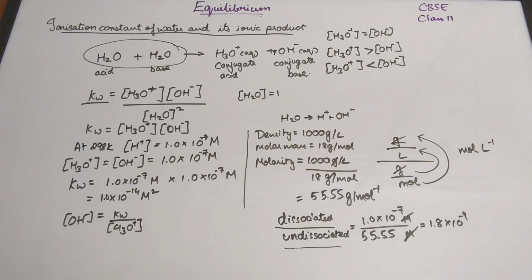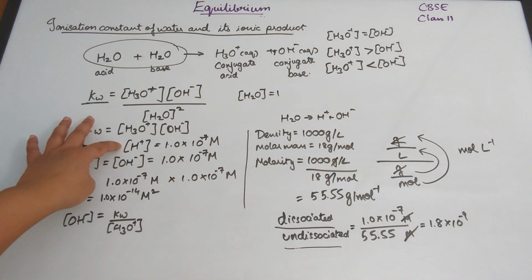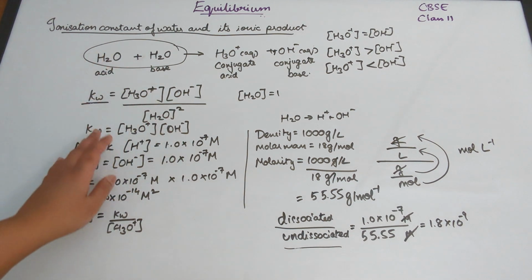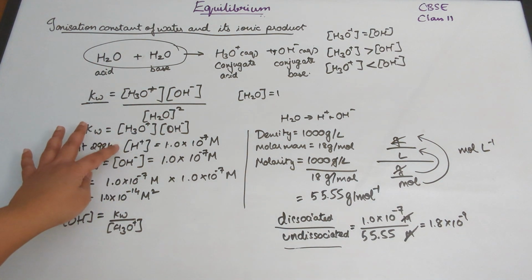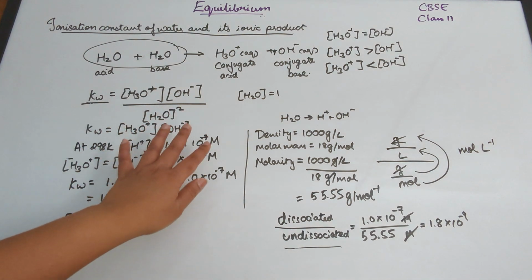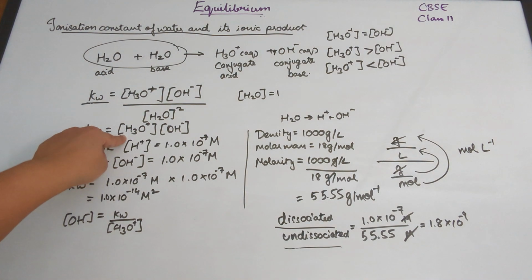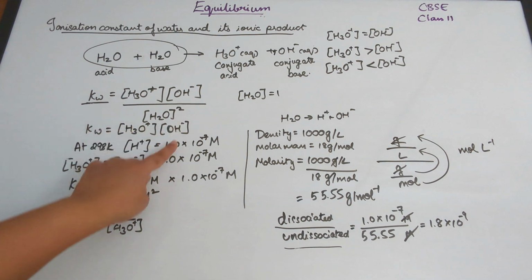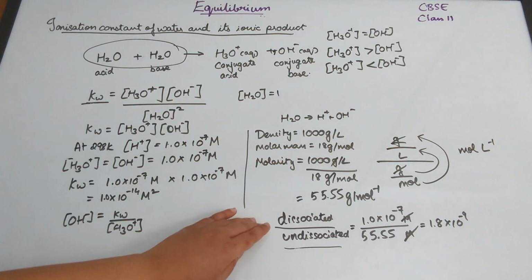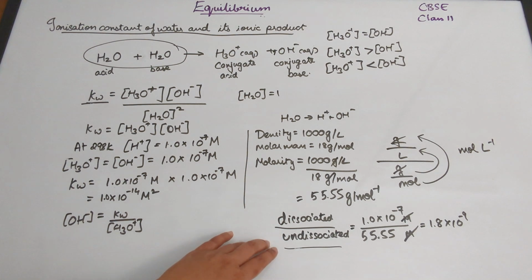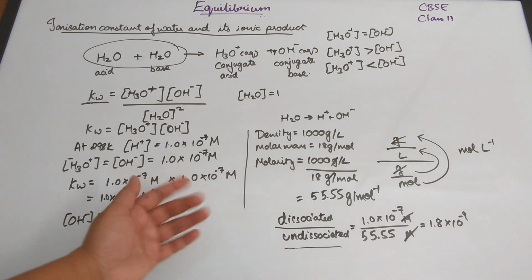So the ionization constant of water and its ionic product basically gave us an understanding of what happens when water undergoes self-ionization. First of all, we spoke about the ionization constant, Kw, which is equal to the concentration of H3O plus ions times the concentration of OH minus ions. Experimentally, we were able to calculate that the concentration of H plus ions is 1.0 times 10 to the power minus 7 molar. Then we used this to calculate Kw, because the concentration of H3O plus is equal to the concentration of OH minus. And we figured out that, in terms of dissociated versus undissociated, water prefers to stay in the undissociated form.